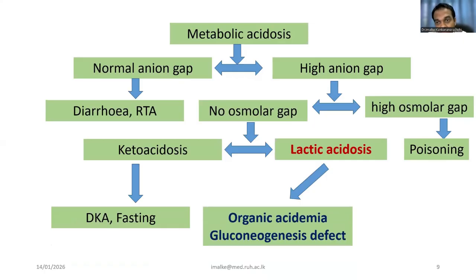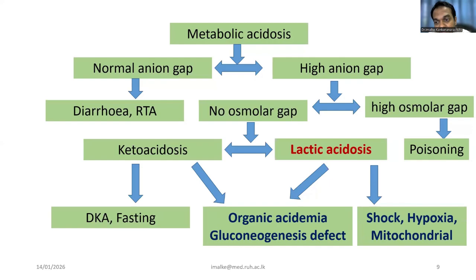But this is just a theoretical representation. If you think your acidosis can be well explained with lactic acidosis and keto acids both, that means urine ketone bodies are positive as well as lactate is also high, then think of organic acidemias and sometimes gluconeogenesis defects like glycogen storage disorders. But if you think your acidosis can only be explained mainly with lactic acid, that may be shock, hypoxia, and mitochondrial conditions. So this is the basic algorithm, but there may be lots of exceptions when it comes to real clinical practice.